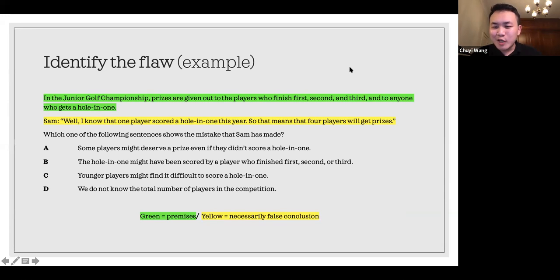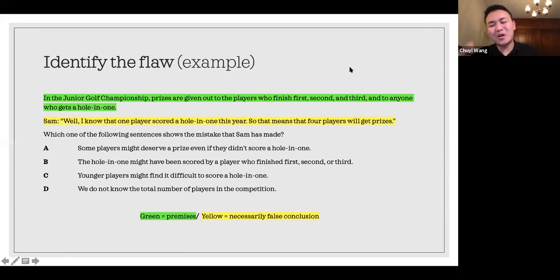Now, some students thought they were being super duper extra clever by selecting D. We do not know the total number of players in the competition, because they were like, well, what if there's only 2 players in the competition? Well, if there were only 2 players, yeah, obviously no one would win first, second, or third. But do you see how that's adding extra details in there that don't exist already? The question, in its common sense and the way it's set up, suggests that there's probably going to be a first, second, and third. Not that there's only 2 players in the competition, right? So there's only first, second, and there's no third because that player doesn't exist.